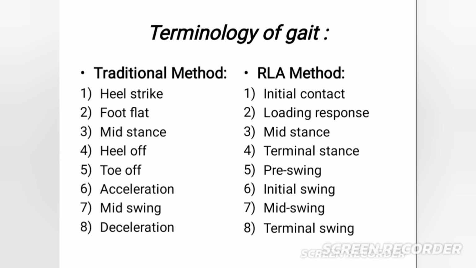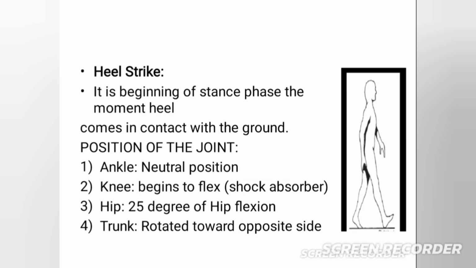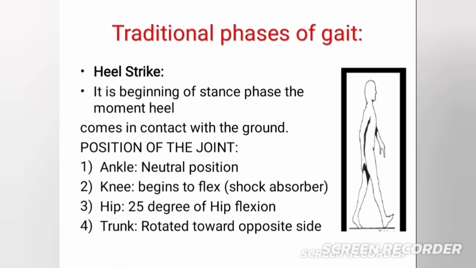Okay, so first we will start with the traditional method and then we will see the RLA method. So in the traditional method, the first phase, that is the heel strike. Heel strike is the beginning of the stance phase when your heel comes in contact with the ground. Okay, so in the heel strike, what will be the position of the joint?